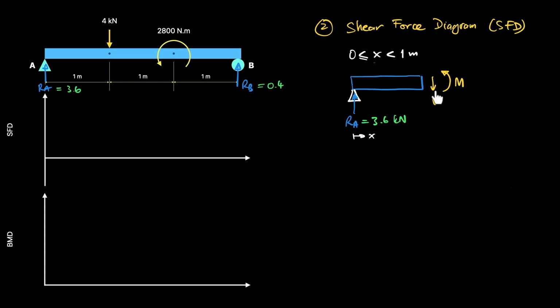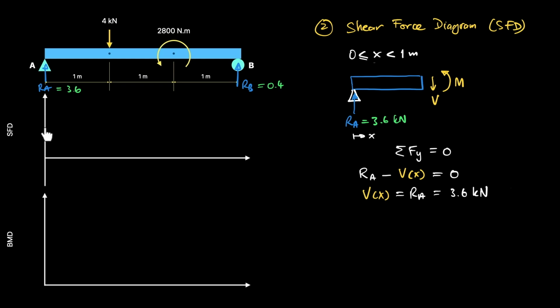So for the shear force, we apply the vertical equilibrium where sigma Fy equals 0. We have Ra minus V of x equals 0. And from here, V of x equals Ra equals 3.6 kilonewtons. This equation means from 0 to 1 meter, the shear force is constant at 3.6 kilonewtons.